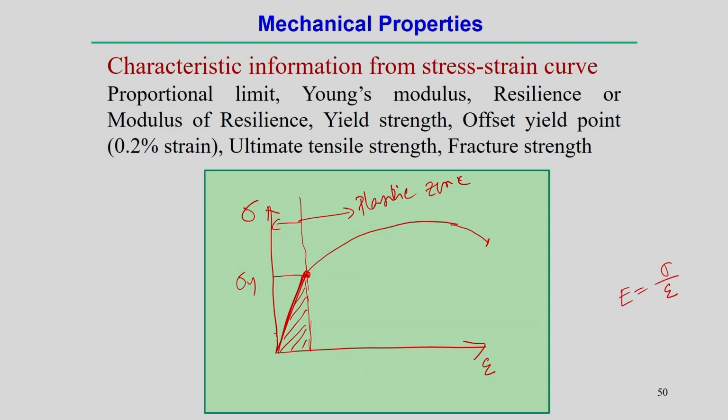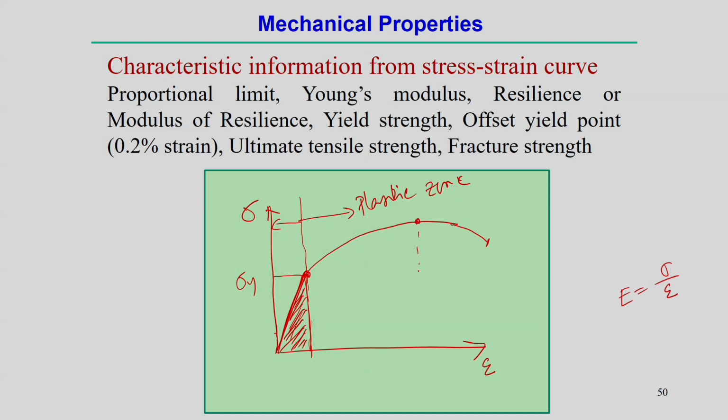And resilience, or modulus of resilience, is the area we calculate: the amount of energy absorbed within the elastic limit, represented per unit volume. This amount of energy is called the modulus of resilience. Graphically, on this stress strain diagram, if we simply estimate the area, that is the representation of the modulus of resilience.